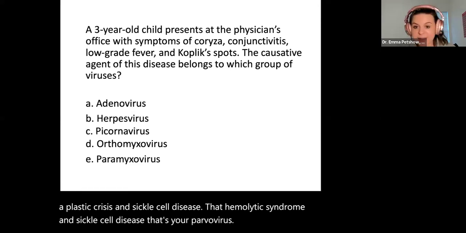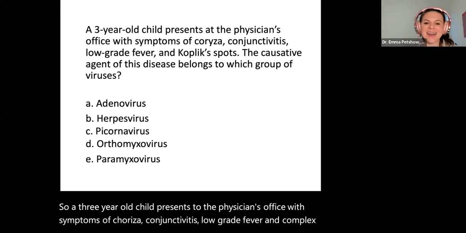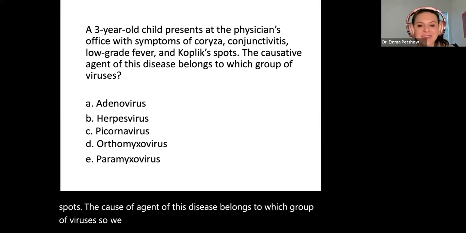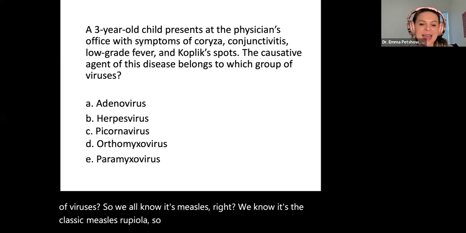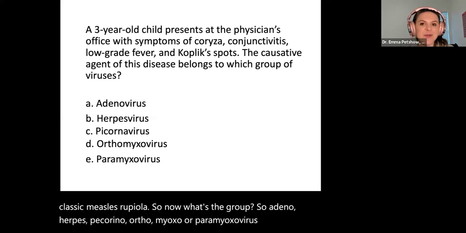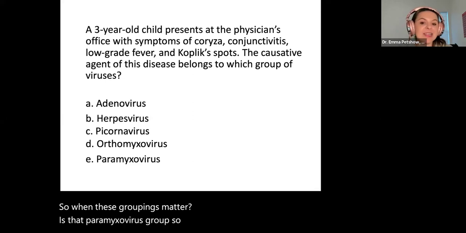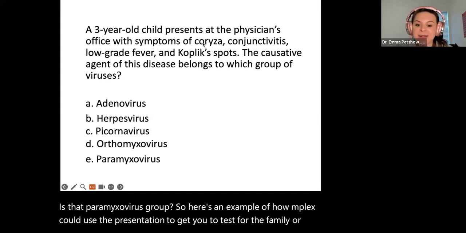So a 3-year-old child presents to the physician's office with symptoms of coryza, conjunctivitis, low-grade fever, and Koplik spots. The causative agent of this disease belongs to which group of viruses? So we all know it's measles, right? We know it's the classic measles, rubeola. So now what's the group? Is it adeno, herpes, picorno, orthomyxo, or paramyxovirus? When these groupings matter. It is our paramyxovirus group. So here's an example of how NPLEX could use a presentation to get you to test for the family or the genus of a virus that you already know.